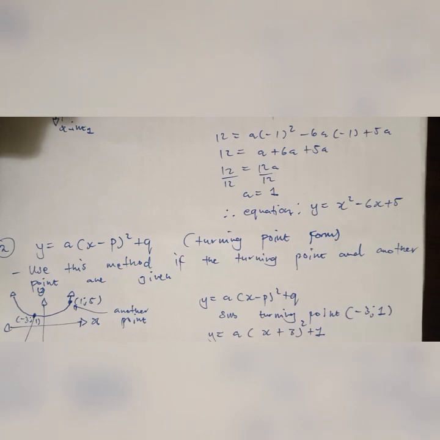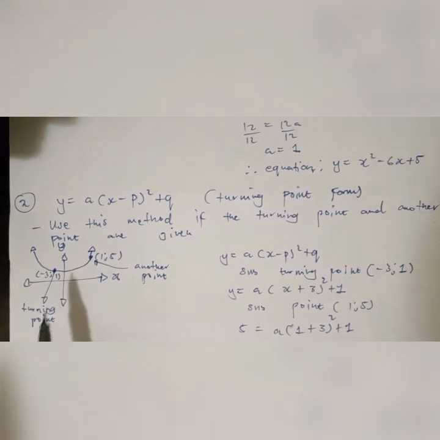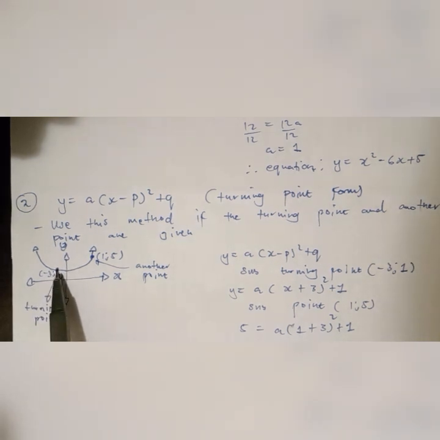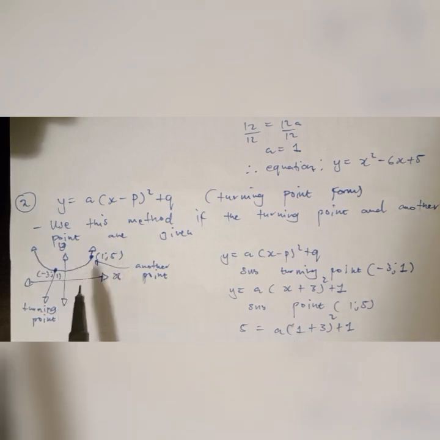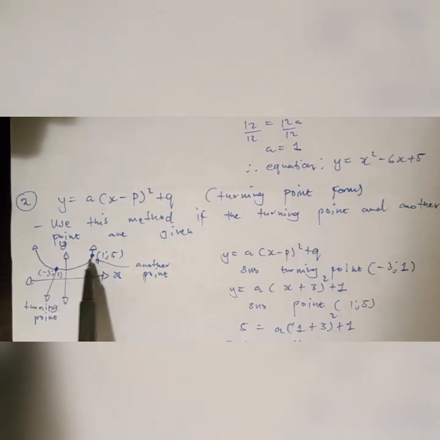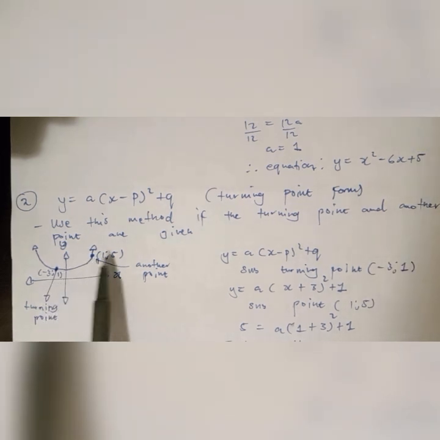So we have y is equal to a times (x minus p) squared plus q. We use this method if we have the turning point and another point given. For example, on this graph, they've given us the turning point. Apologies for drawing it like that, it's not in the correct position, but you get me. This is the turning point, (-3, 1). And then this is the other point we have on the graph, which is (1, 5).